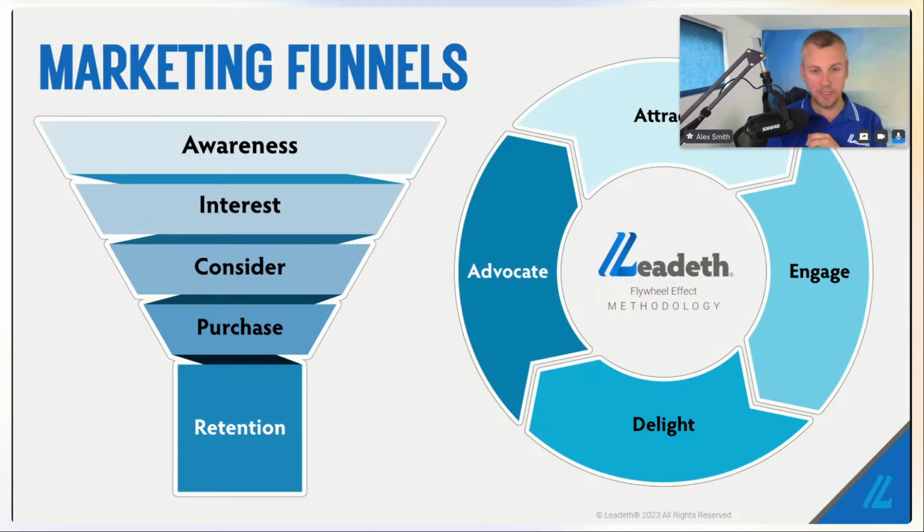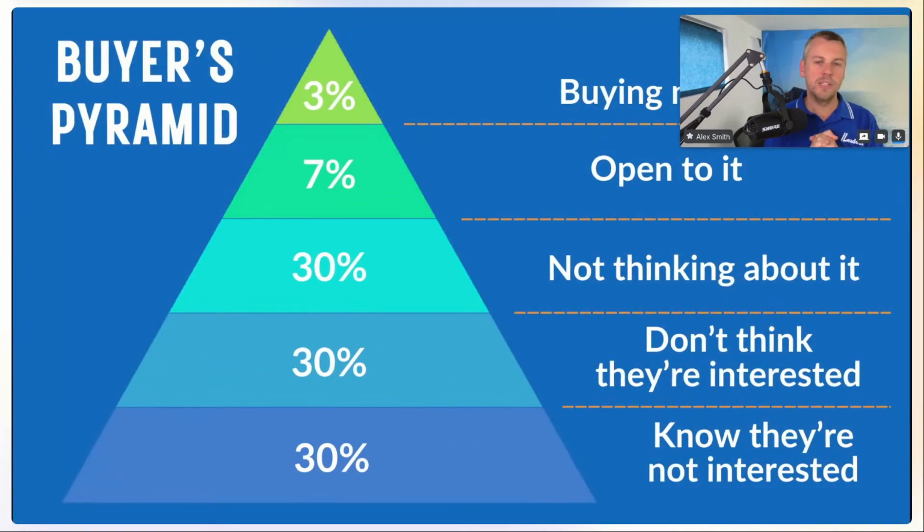Now, more recently, someone showed this one to me, and they reversed the marketing funnel upside down to make a pyramid. And check this out. This is what they call the buyer's pyramid. It visually represents the stages where your potential customers might be in their journey. At the top, that's probably 3% of your audience. They're going to be the ones that are ready to hit that buy now button. These are your hottest leads.